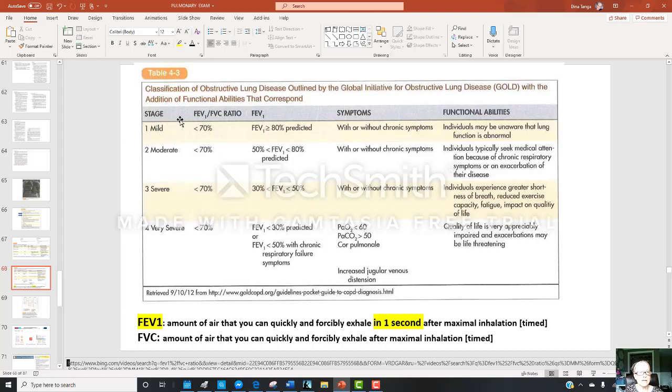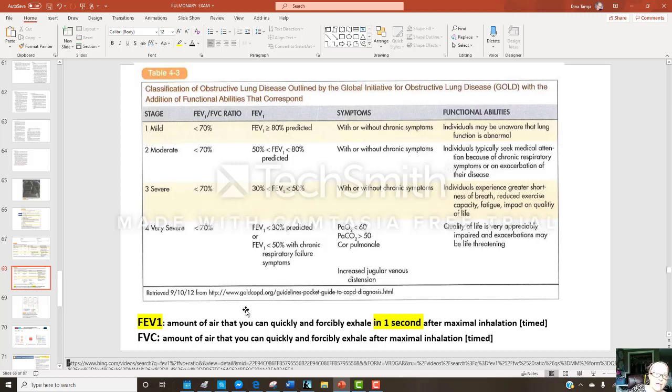For mild obstructive lung disease, it's going to be more than 80% predicted. With moderate, it's going to be between 50 and 80%. With severe, it's going to be between 30 and 50%. And with very severe, it's going to be less than 30%, or less than 50% with chronic respiratory failure symptoms.